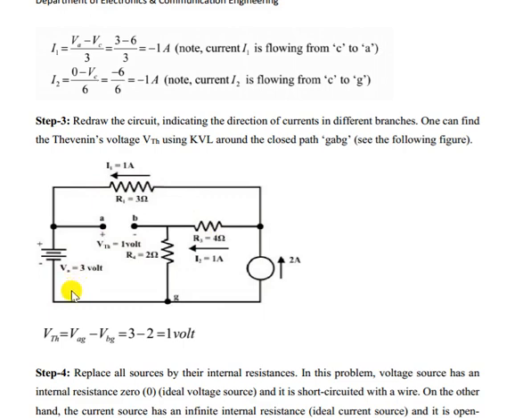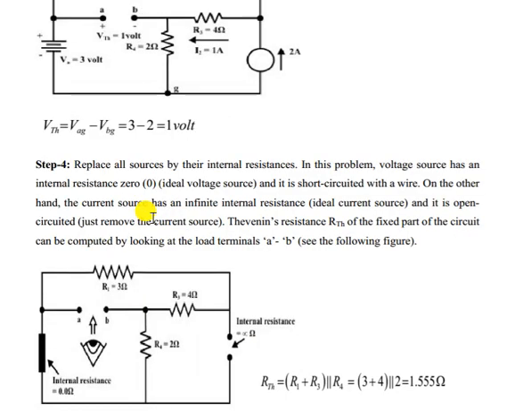Now VTH will be equal to what? We can apply KVL around this loop. Okay. So this is voltage rise 3 volt minus VTH minus this 2 into 1 ampere current that is flowing through this path, because no current is flowing through this path. So this is 2 volt. So 3 minus VTH minus 2 equals 0. Then VTH equals what? Nothing but 3 minus 2, 1 volt. So that is the VTH value.